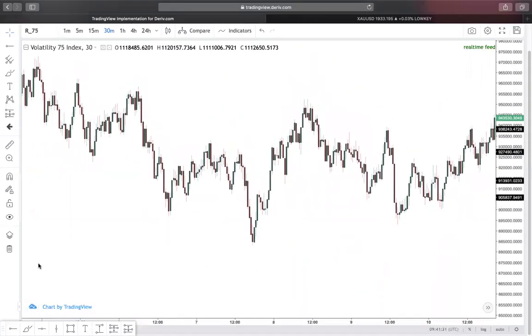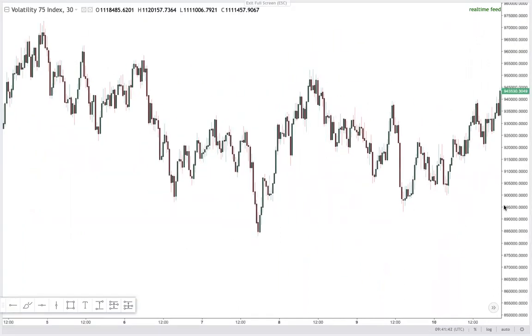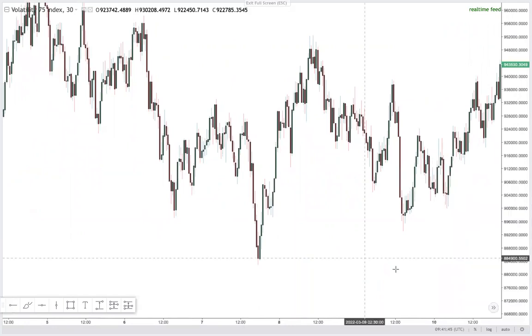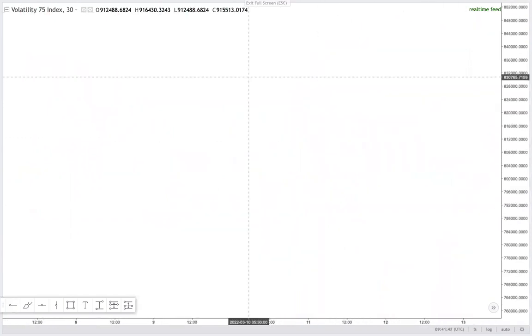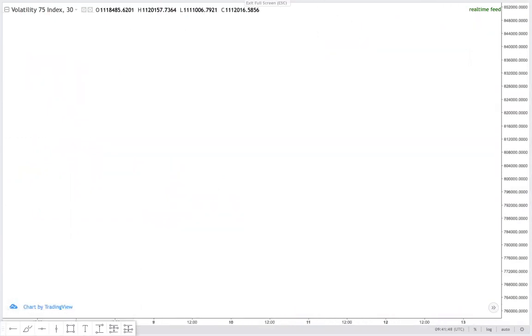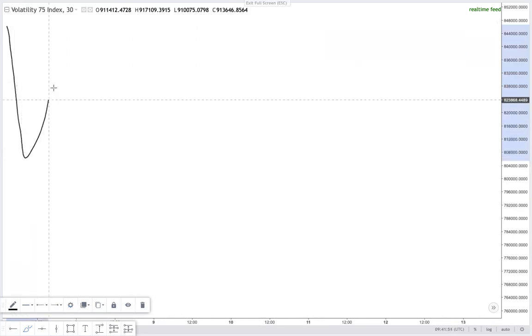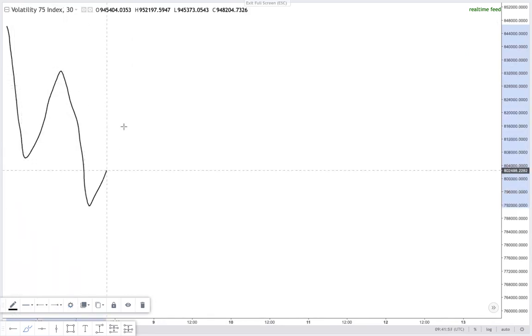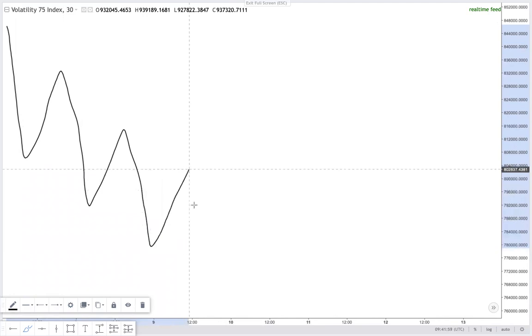Another structure we are going to look at today is called the invalidation X. So, that's the last structure we're going to look at this lesson. So the invalidation X, let's say we have a downtrend, and at this time we have a downtrend.